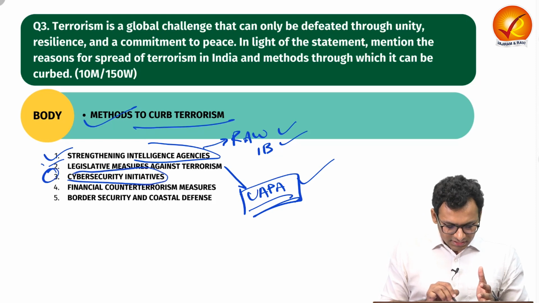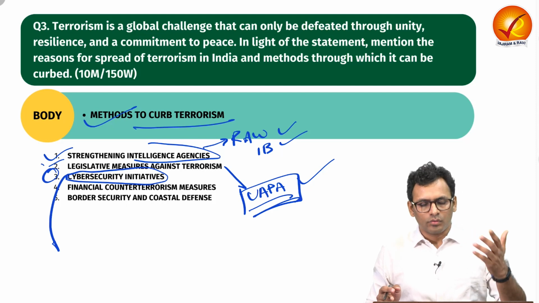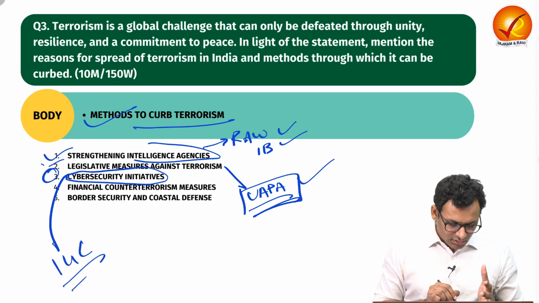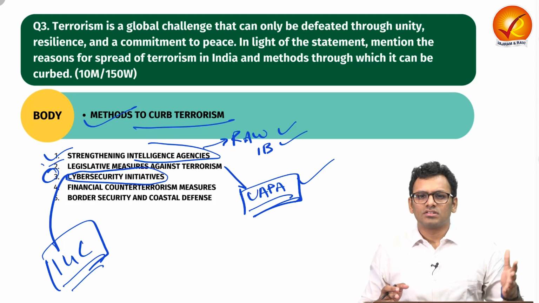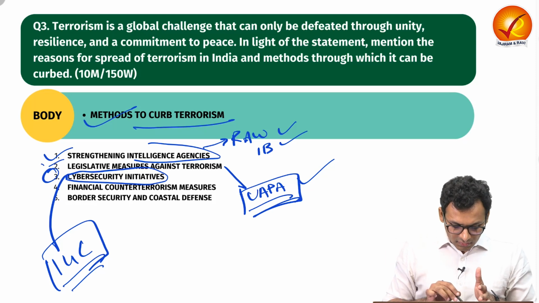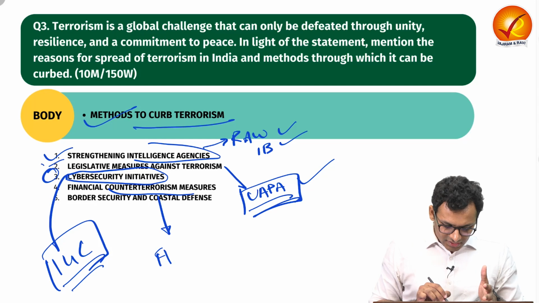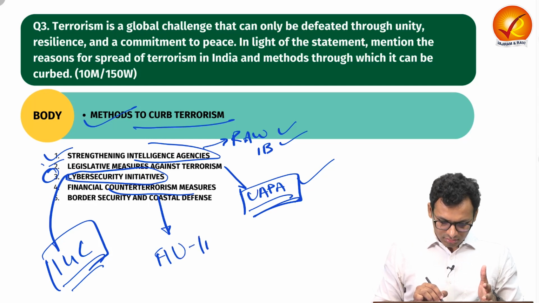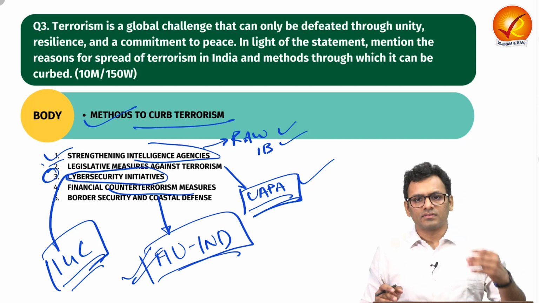Third is cyber security initiatives. We have multiple cyber security initiatives like I4C, which monitors and understands the nature of cyber crime and the linkages with terrorist activities. Fourth is financial counter-terrorism measures. We have the Financial Intelligence Unit, which tackles the financial aspect of terrorism.